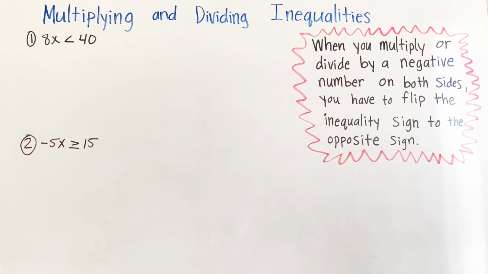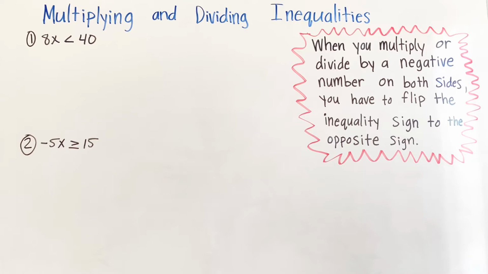In today's video, we're going to be working on multiplying and dividing inequalities and graphing them. On the right hand side, I have the note: when you multiply or divide by a negative number on both sides, you have to flip the inequality sign to the opposite sign. Just keep that in mind when we're doing problem number 2.